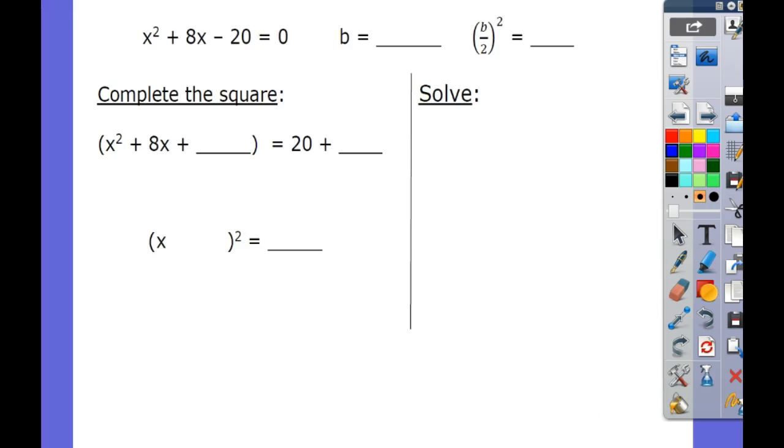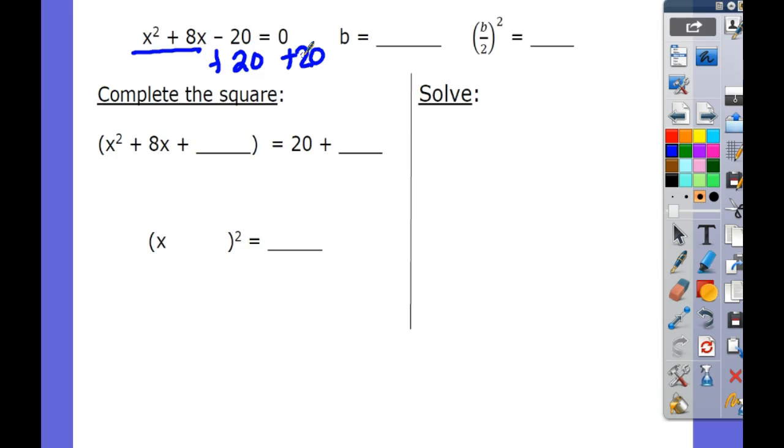Please look at example number 1 in your notes. How do you use this pattern to complete the square? Now, who had the x squared plus 8x as part of your pattern? Was the 20 the right number there to complete the square? The 20 is not the right number. And so the first thing we're going to have to do is add 20 to both sides to move the 20 out of the way so we can complete the square with the right number.